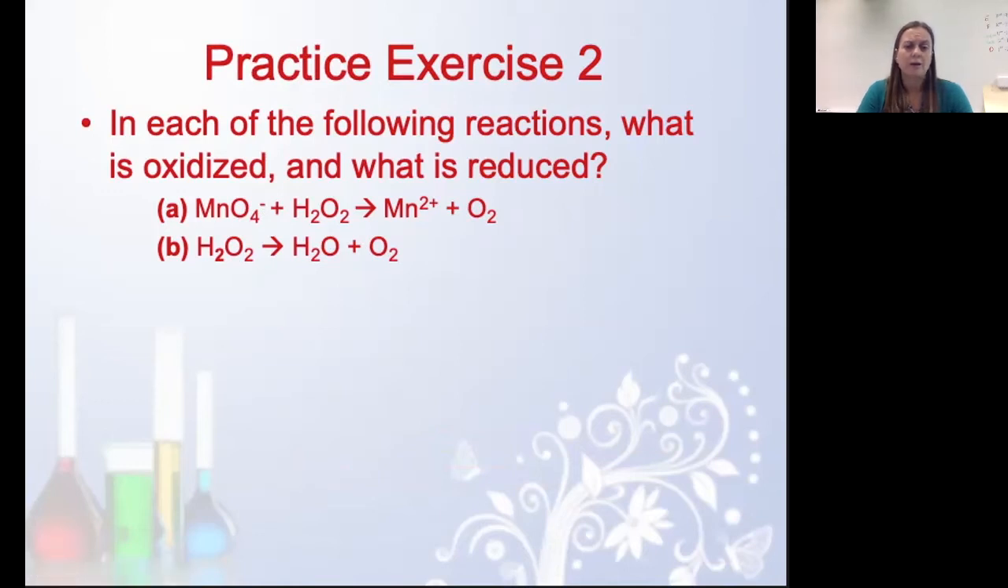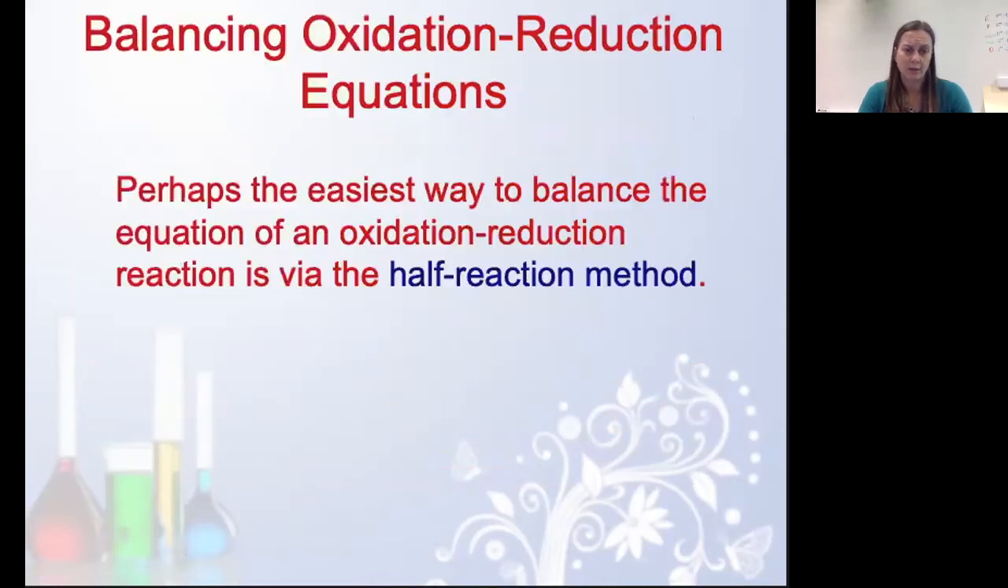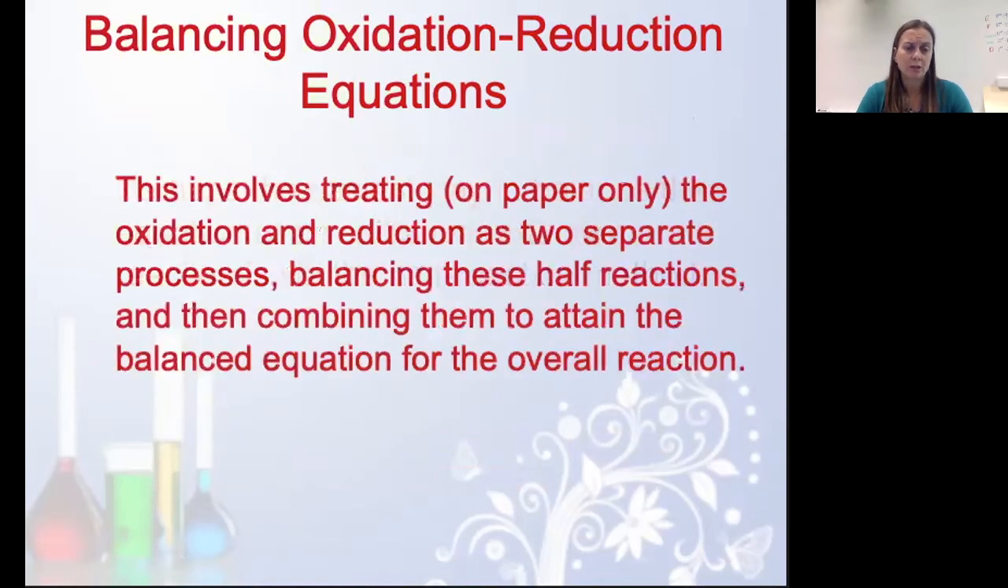Okay, so let's talk about balancing these equations. We are going to use something called the half-reaction method. When we use the half-reaction method, we treat the oxidation and reduction as 2 separate processes. We know they have to happen together, but we're going to treat them like they are 2 separate processes. We're going to balance each half reaction independently, and then we're going to combine them to get the balanced equation for the overall reaction.